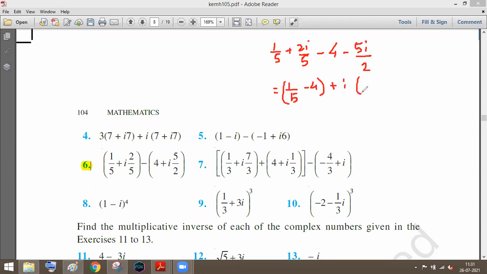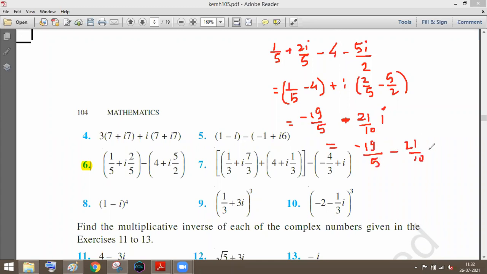Plus i, and after that add this, we have 2 by 5 minus 5 by 2. If I solve this, we will get minus 19 by 5 plus, here 4 minus 25. What is 4 minus 25? Minus 21 by 10 i. So this is the answer: minus 19 by 5 minus 21 by 10 i. We converted this in the form of a plus ib, where there is no complex number in the denominator. That's why we can say that this is in the form of a plus ib.